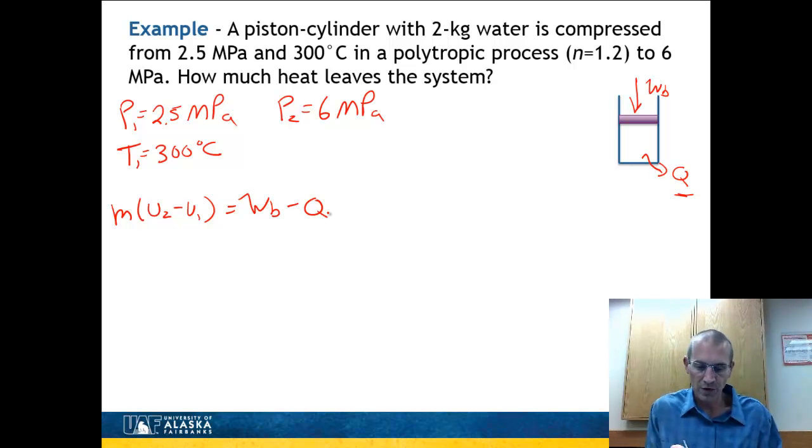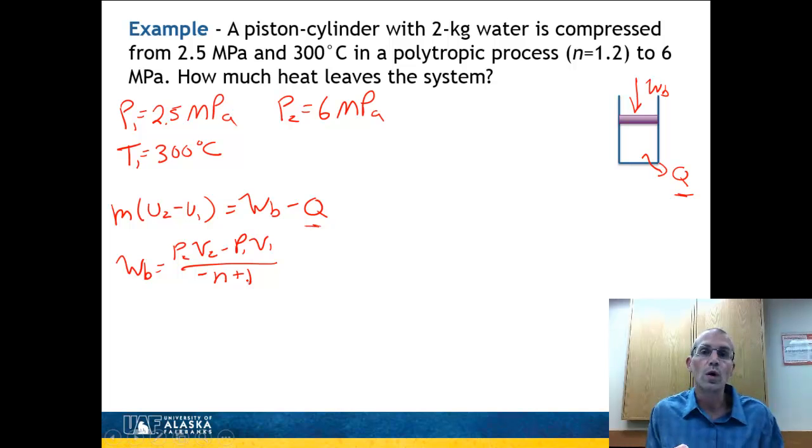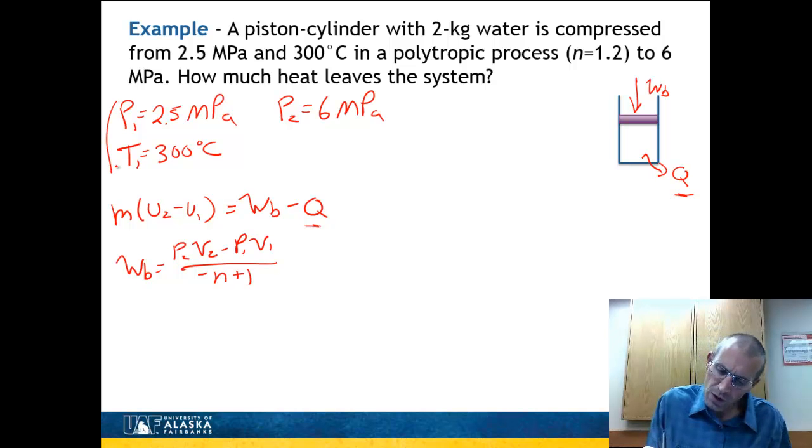So there's my equation, and that's where I can go ahead and solve for Q. But I need to get these other terms somewhere else. And boundary work, we know how to calculate that for a polytropic process. Boundary work is (P2 V2 minus P1 V1) over (minus n plus 1). So I have both pressures, but I don't have either volume. But I have pressure and temperature.